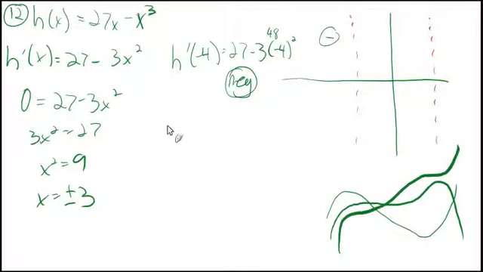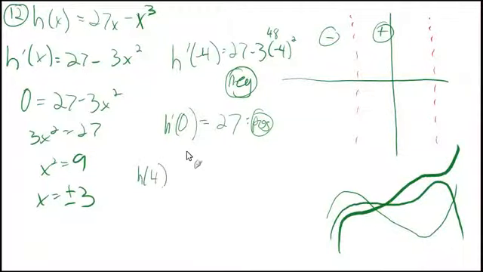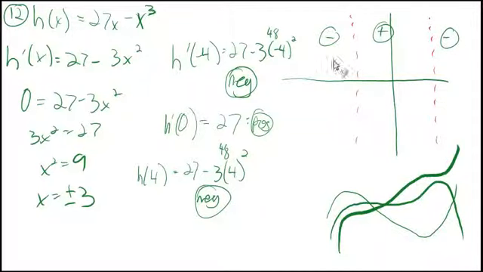This is negative here. H prime of something in between the two critical values, I like 0. That's going to be 27 minus 0, so 27, so positive, that's what matters, positive. Something over here, maybe 4. Something manageable. 27 minus 3 times a positive 4 squared. And so this is going to be 48 again. It's going to be the same. It's going to be negative. So again, negative.